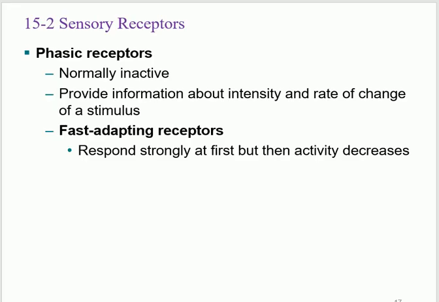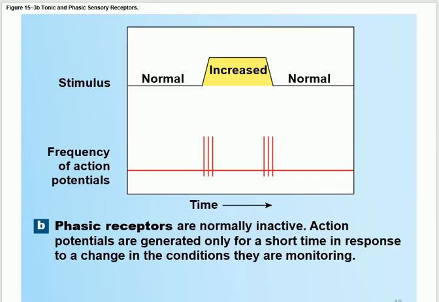Phasic receptors, on the other hand, are the ones that are normally inactive. That's the normal state. But when you activate them, they are the fast adapting ones. They get activated when you stimulate them, and they are fast to get adapted. Of course, this is for the stimulus that's non-painful and continuous. So these are the phasic receptors that are normally inactive.